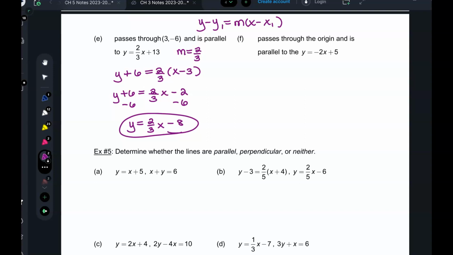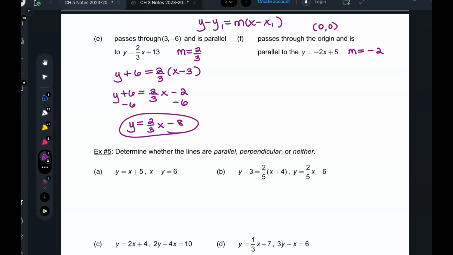Okay, passes through the origin, and it's parallel to... So we know the slope is -2, but we need an ordered pair. What's the origin? 0, 0. Excellent. Because of the origin, it's right there on the graph.